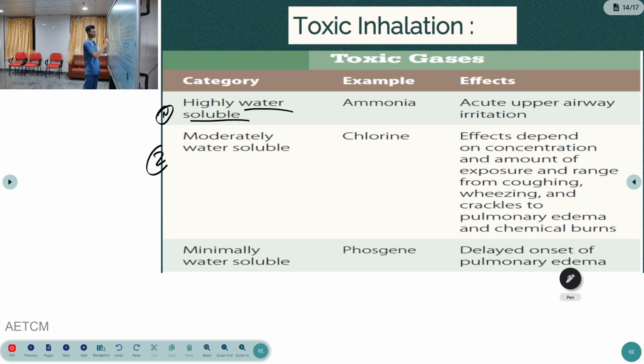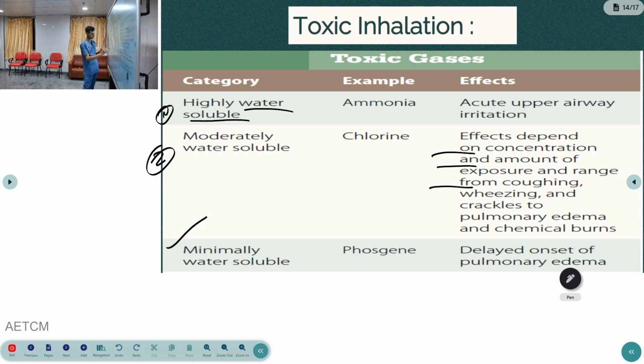The second category is moderately water soluble, like chlorine, and commonly we are using it in household things. The effect depends upon the concentration and the amount of exposure. So based on two major things, how much concentration and how much amount, it will show symptoms starting from coughing, wheezing, crackles to pulmonary edema. Beyond pulmonary edema, it can go on to chemical burns. So from simple coughing to chemical burns, chlorine can cause all of that.